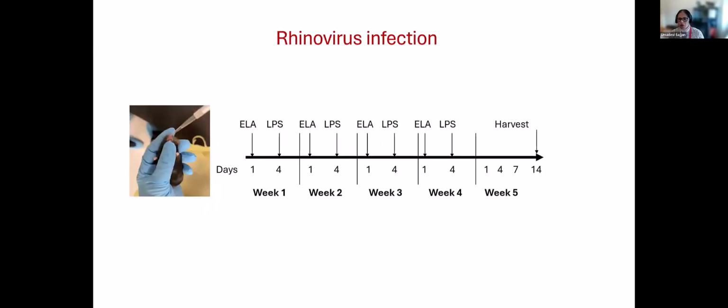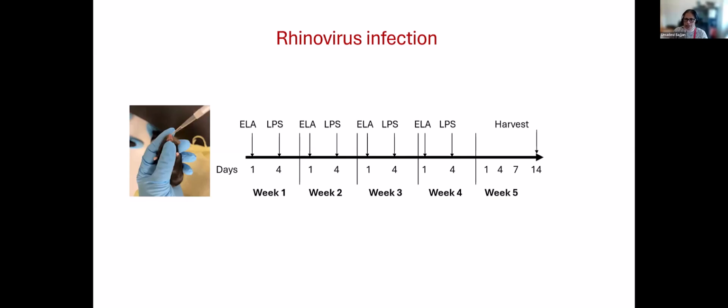Having this model, remember initially I told you our intention was to examine whether the lung disease progresses in COPD patients after acute exacerbation. So we just wanted to model that, and we wanted to see whether this model is suitable. We used rhinovirus as an acute exacerbating agent, because rhinovirus is a respiratory virus that causes self-limiting upper respiratory infection in normal subjects. But in COPD patients, it causes lower airway infection leading to acute exacerbations, and rhinovirus is associated with accelerated decline in COPD patients.